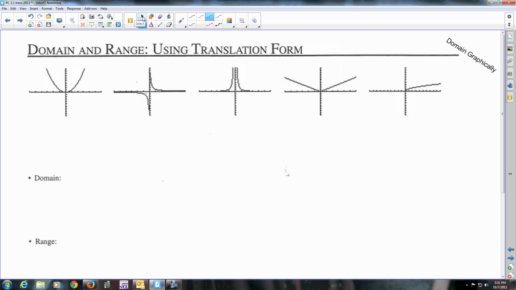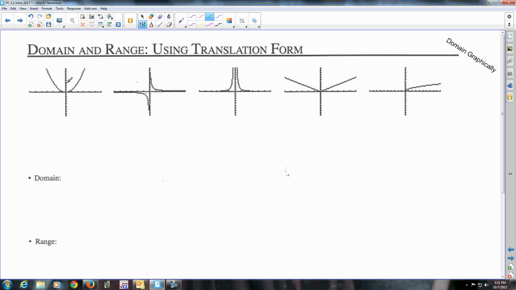Okay, guys, doing domain and range graphically. How I'm choosing to work this out for you guys is that you're going to do it using the translation form, not only so that I can reinforce what these graphs are and what their names were, their equations, but the whole idea of doing a translation.